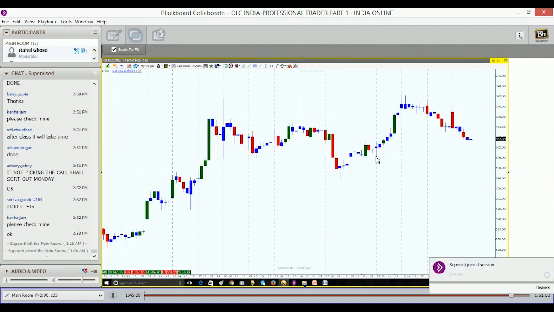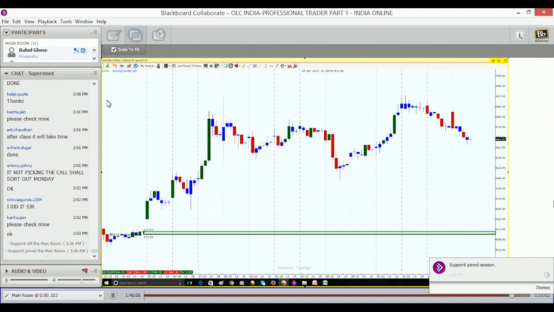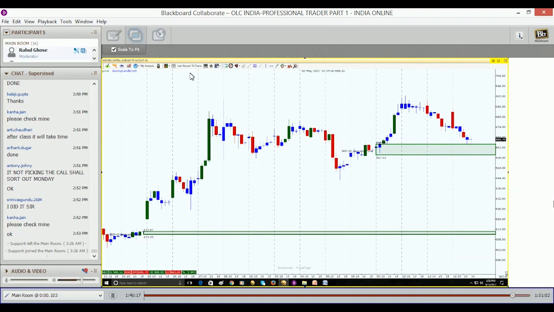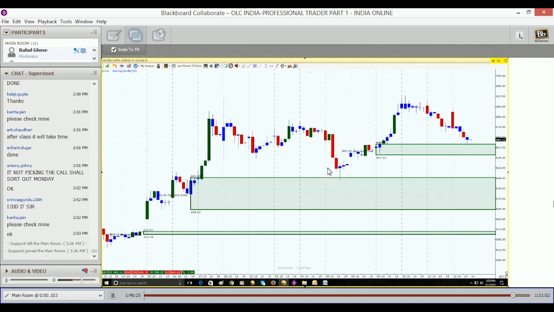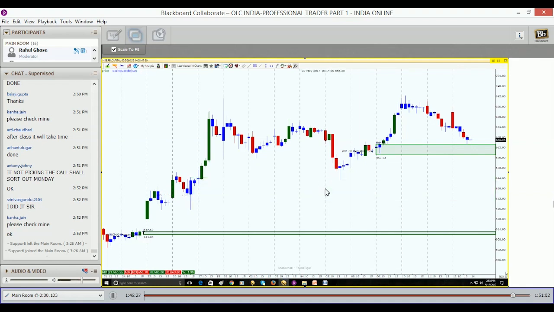We had one level over here. Okay. We had one level over here, and this level was tested, ladies and gentlemen. This level also, which was over here, which some of you marked, is also tested. Can you see prices have come back over here and then given us a nice bounce.